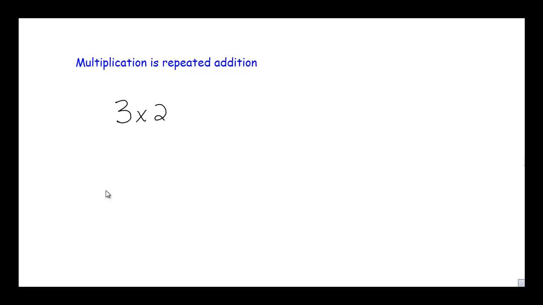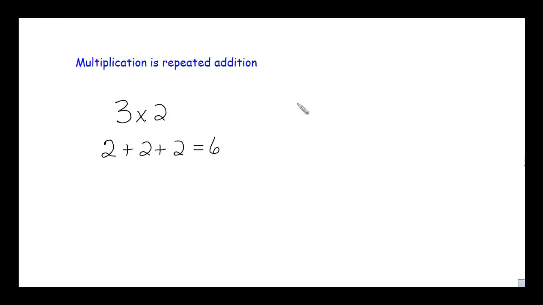For example, 3 times 2. Now, we know that multiplication is simply repeated addition, and this is telling us that we have 3 groups of 2. So we would have 2 plus 2 plus 2, and we all know that that is equal to a sum of 6. But what happens when we change this?